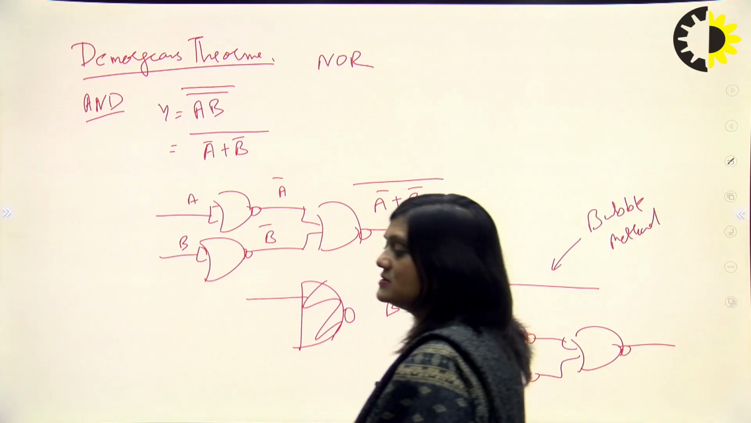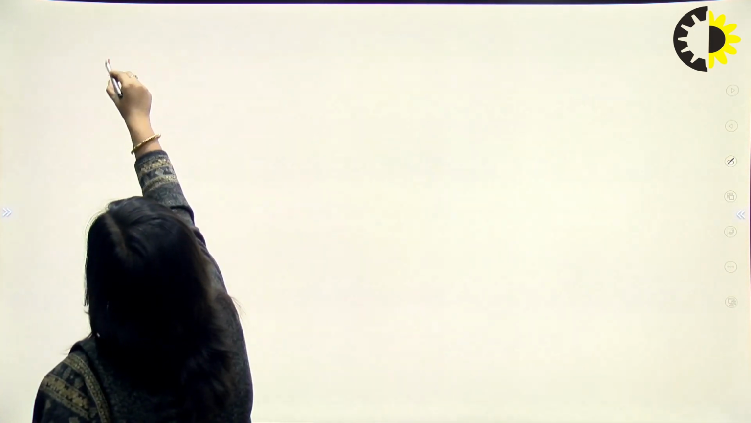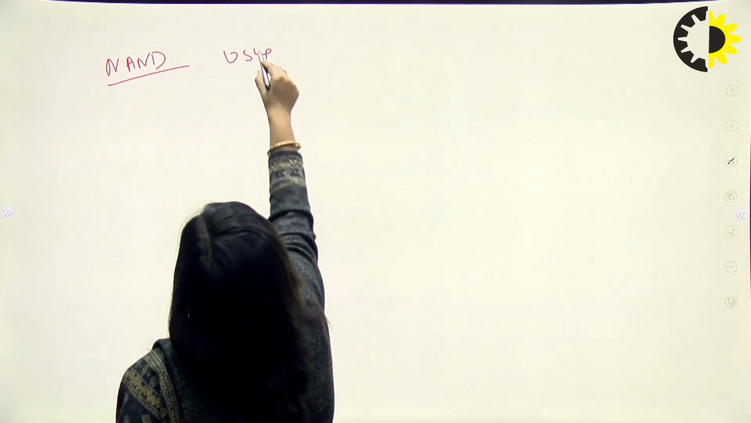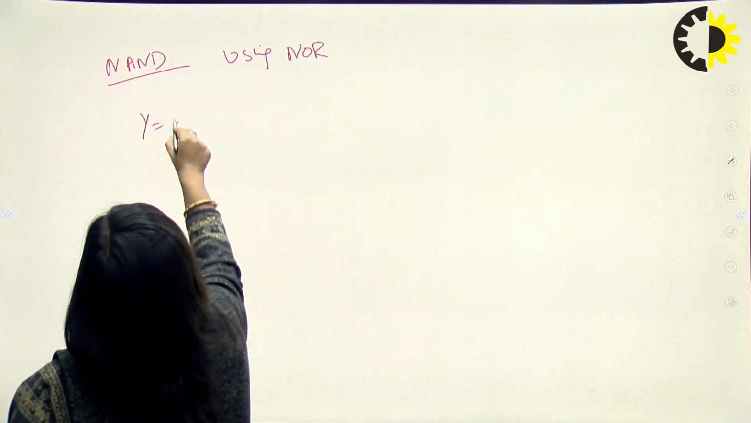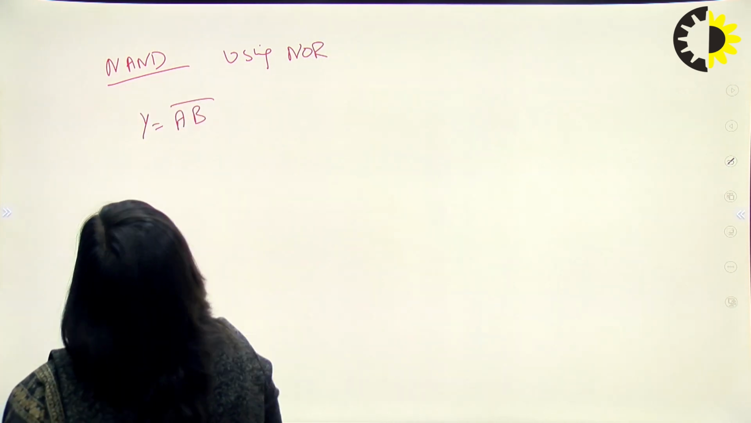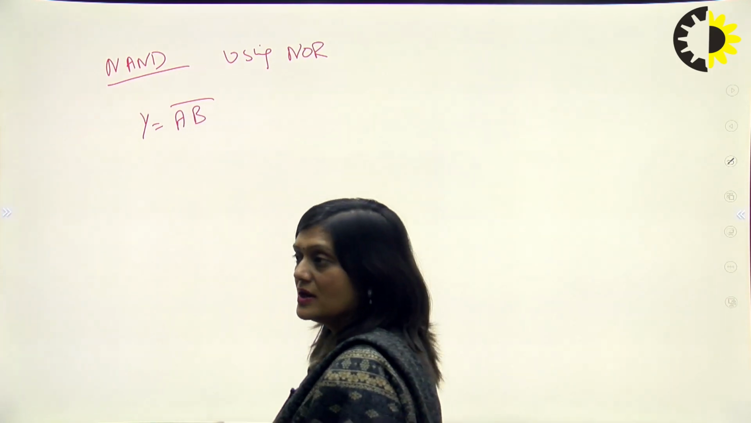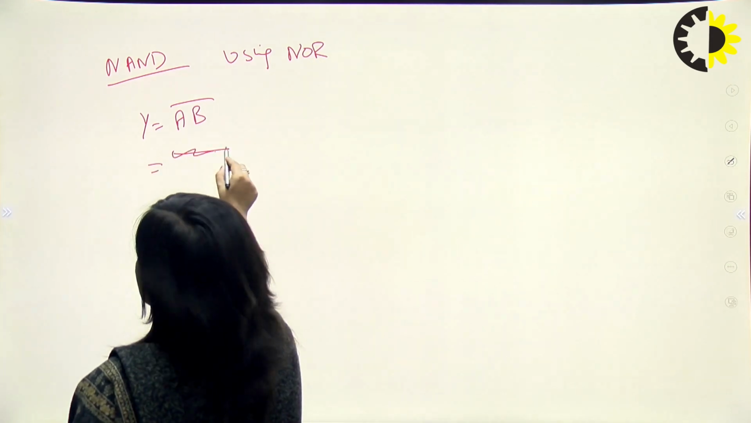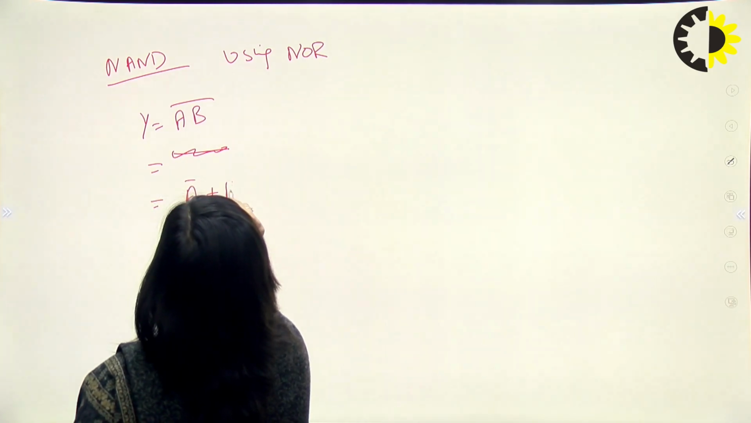If we want to design the NAND gate using NOR, so for that purpose we have expression y is equal to AB bar. So now we will have a bar here. So there is no need of applying a double inversion. We will simply use the De Morgan's theorem, that is A bar plus B bar.